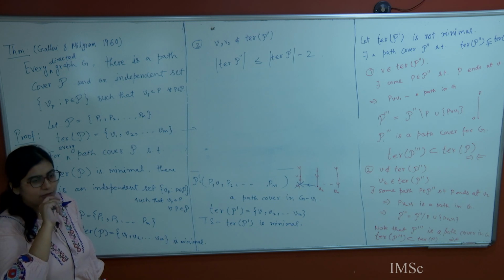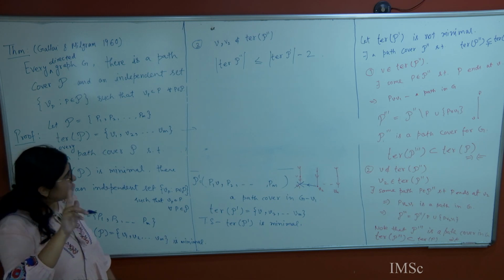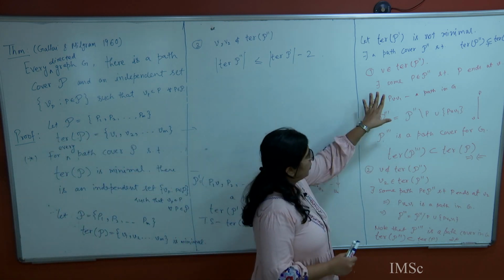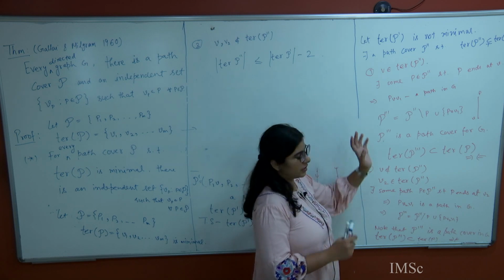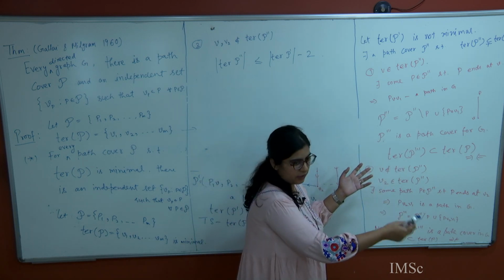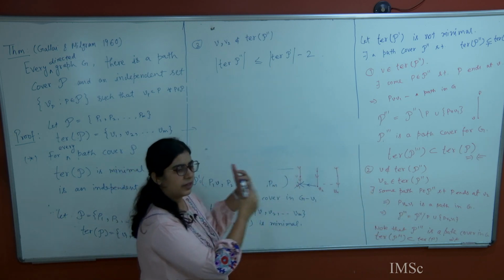Do you have any doubt about what we are doing? So we are in case 3. In every case, we are just trying to extend our path cover for G minus V1 to a path cover of G. Okay, that is what we are trying to do.